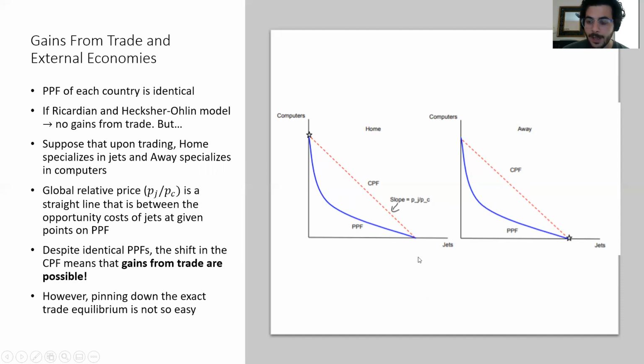So despite having two identical countries, there are gains from trade. And this is because specialization itself can be a source of comparative advantage. However, we just kind of assumed who was going to specialize in what. We just assumed a random price. And we did that because with economies of scale, pinning down the exact trade equilibrium can actually be quite difficult. It's not as easy as it was before.